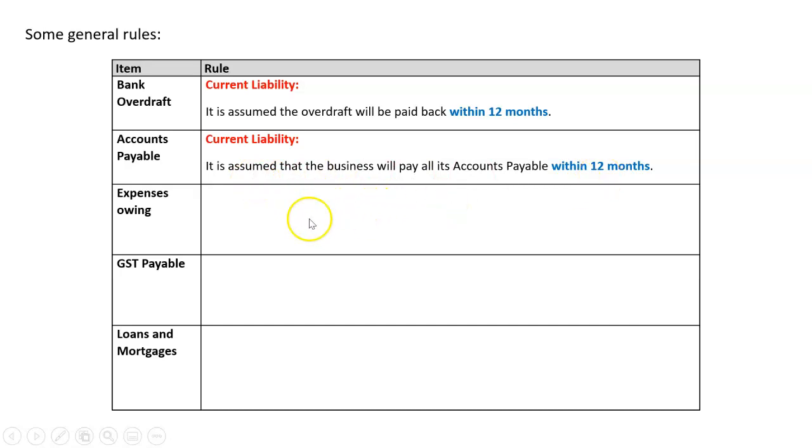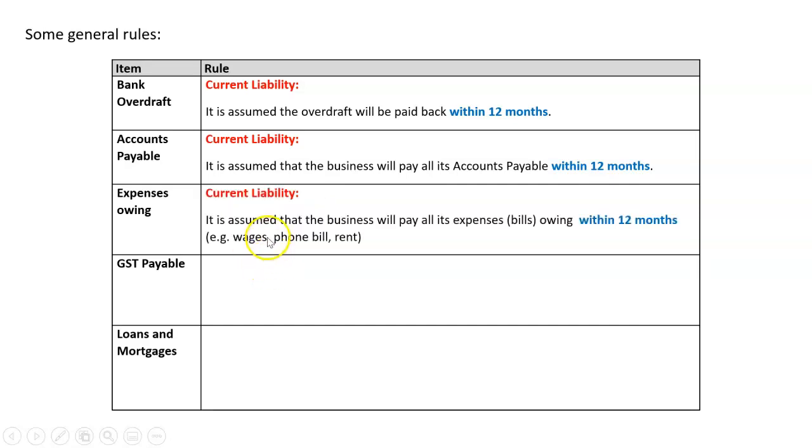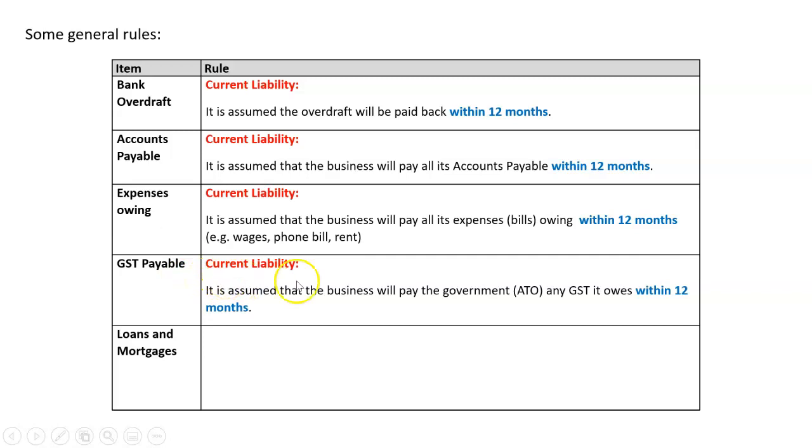What about expenses owing? So we've got last month's phone bill, for example, or last month's rent, or some wages we haven't paid. We are always going to assume that they are current liabilities. We'll always assume we pay any expenses or bills that are owing within 12 months. A topic we'll deal with later on is GST and GST payable. This is when we have to give the government the GST that we've collected, or the Australian Tax Office, ATO, and we are always going to assume that that is due within 12 months.